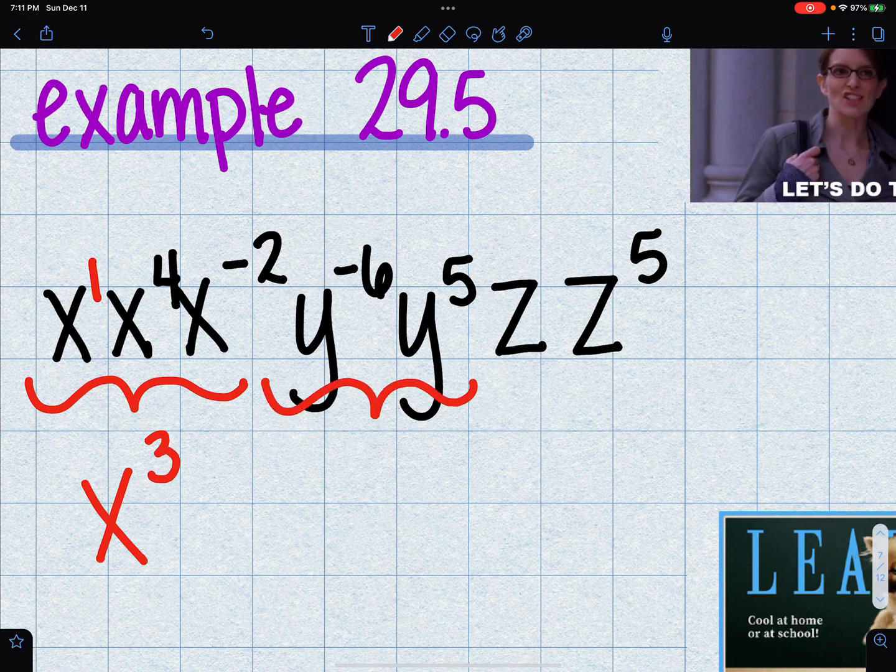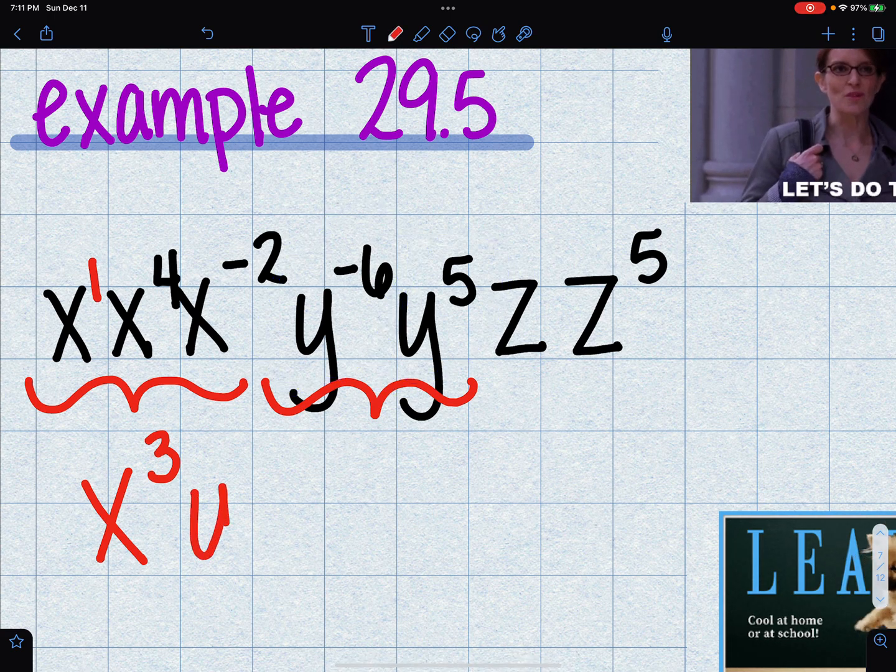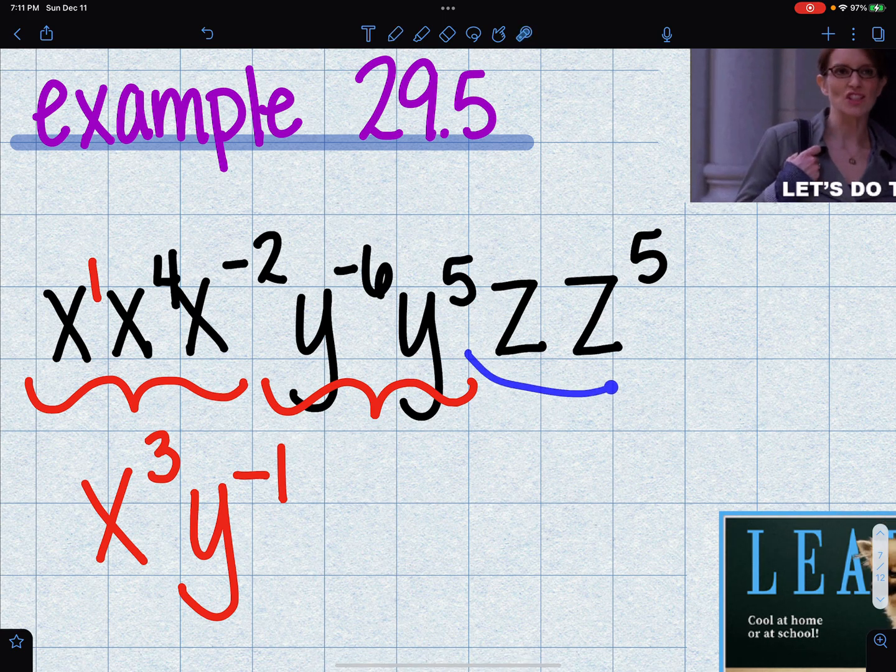Now let's do the y's. You've got negative 6 y's here, and you've got positive 5 y's here. So negative 6 plus 5, we're going to have y to the negative 1. Now let's do the z's. We've got 1 z here, and then we've got 5 z's here, so that makes 6 z's.